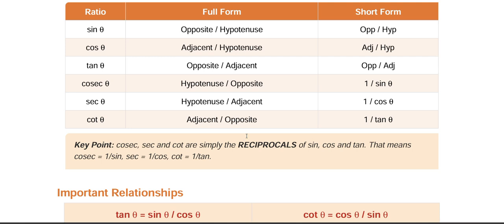Cosec theta is equal to 1 divided by sin theta. Sec theta is equal to 1 divided by cos theta. Cot theta is equal to 1 divided by tan theta. And two more important relationships. Tan theta is equal to sin theta divided by cos theta. And sin theta multiplied by cosec theta is equal to 1.